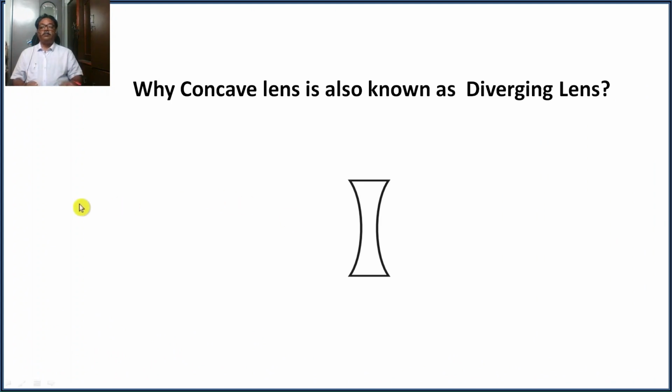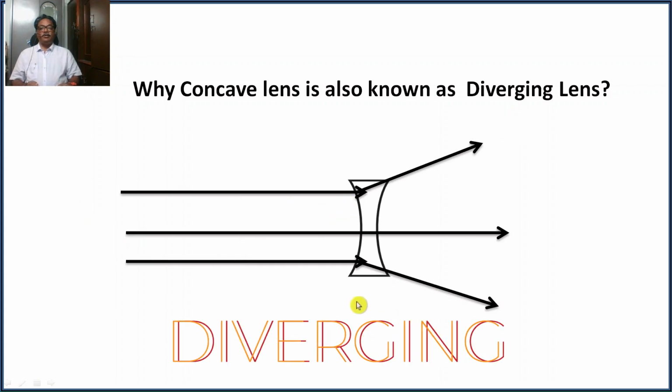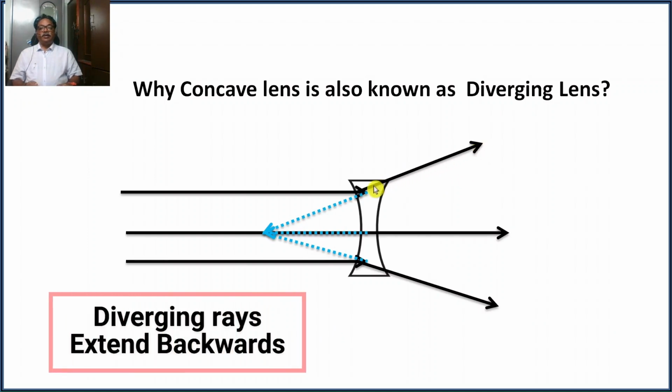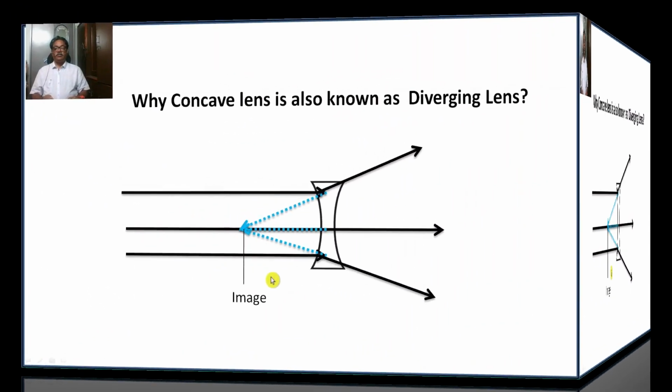Observe this. The light rays are falling and diverging. So where is the image formed? Just extend the diverging rays back until they intersect at a point. We can find the image here in front of the lens.